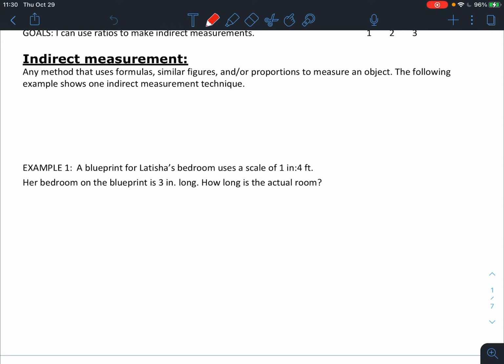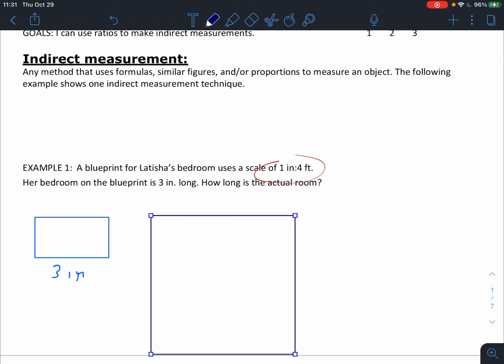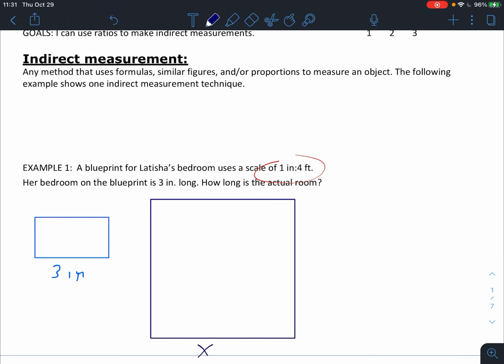A blueprint for Letitia's bedroom uses a scale of 1 to 4. 1 inch is 4 feet on the blueprint. Her bedroom on the blueprint is 3 inches long. Let's just draw a quick picture of this. Let's say here's a blueprint of her bedroom. On the blueprint, her bedroom is 3 inches long. Here's her actual bedroom. We want to know how long the actual bedroom is in feet.